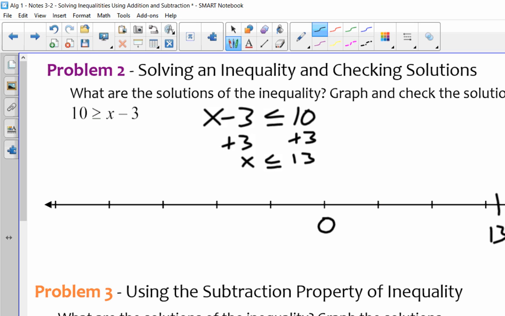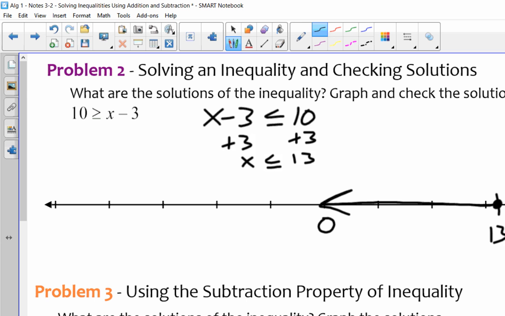Okay, indicate the number 2. So when you draw these out, put the value down, 2. I'm going to look at my symbol now. It's equal to, so that means a solid point, and it's pointing to the left, less than. So I'm going to draw an arrow and show that it's less than.